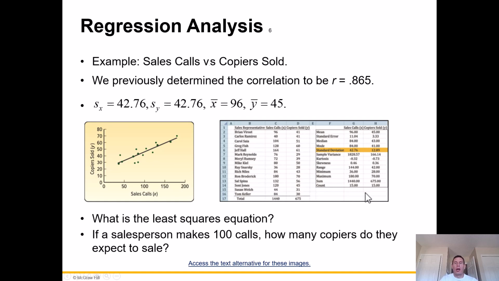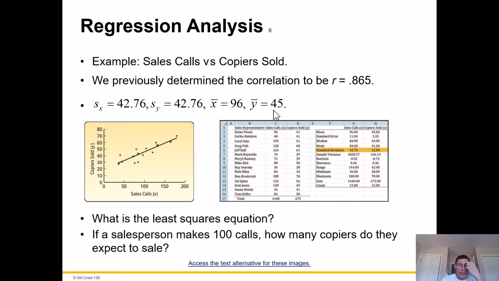So we previously determined the correlation to be r equals 0.865. So straight away, before we do anything else, we know that's pretty good, right? That's a pretty strong positive correlation. So we have s sub x of 42.76, s sub y of 42.76, x bar of 96, and then y bar, the mean of y, 45.